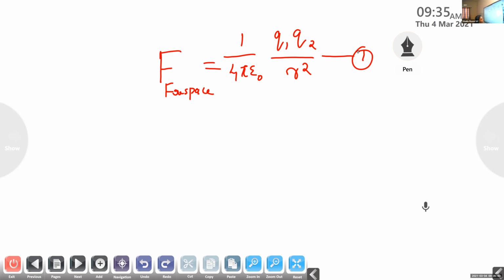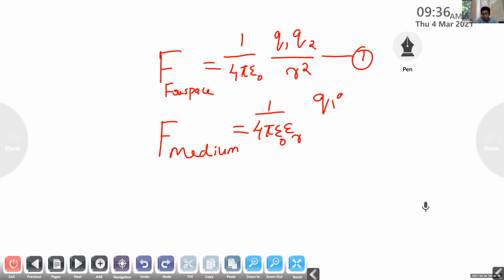Good. Then Emmanuel, what about Coulomb's law in the case of a medium? If a medium is present between the charges, what is Coulomb's law? 1 by 4 pi epsilon 0, and the relative permittivity of the medium, which we pronounce as epsilon R. So 1 by 4 pi epsilon 0 epsilon R. What is the rest of the term? Q1 Q2 divided by R square.